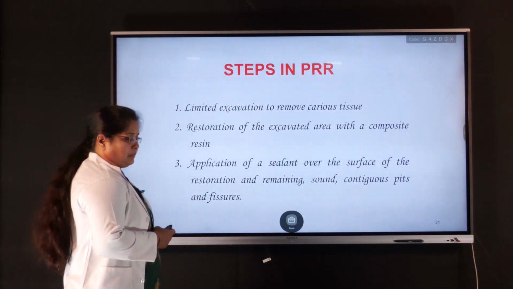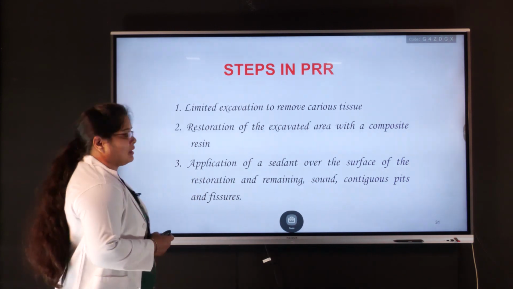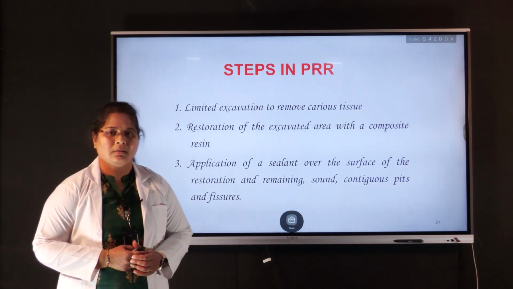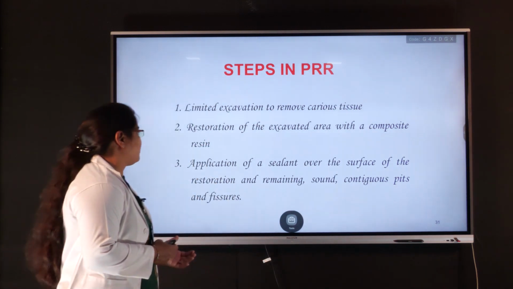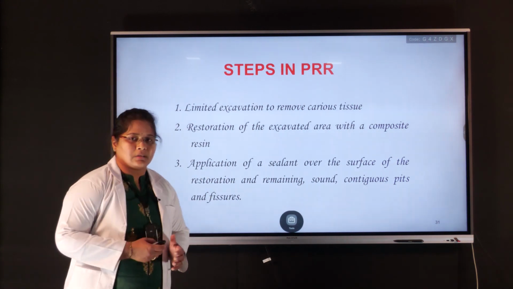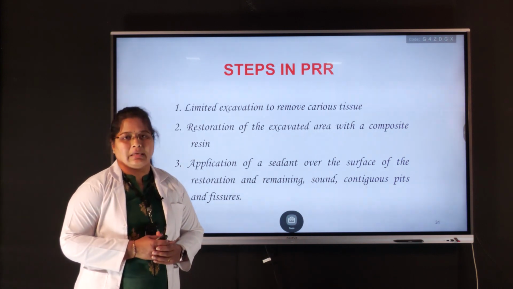Steps in PRR. Steps in preventive resin restoration. First one is removing the caries lesion by using the small round bur. After removing the caries, give the composite restoration. After composite restoration, fill with the fissure sealant.